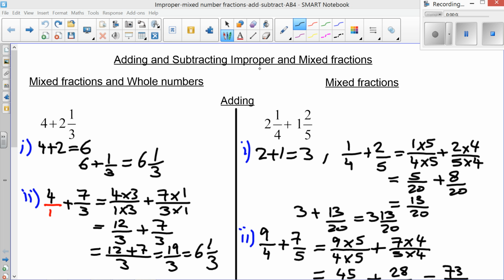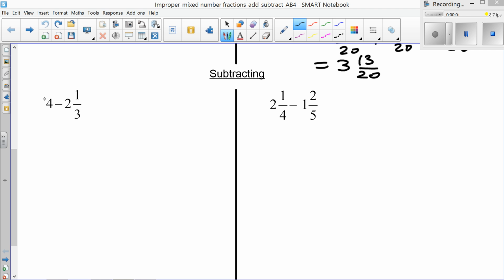Continuing with subtracting improper and mixed fractions, I have a whole number and a mixed fraction. I have two options. The first one is to subtract the whole numbers first. So 4 minus 2, which equals 2. That leaves the proper fraction, which I still need to subtract, so that's 2 minus the third, and by intuition I know that's going to be 1 and 2/3.